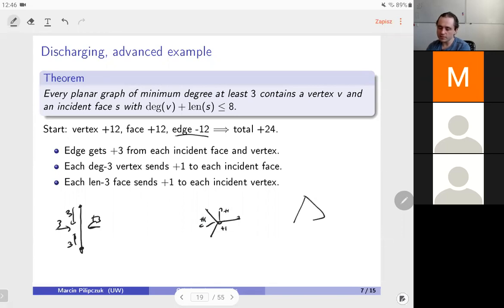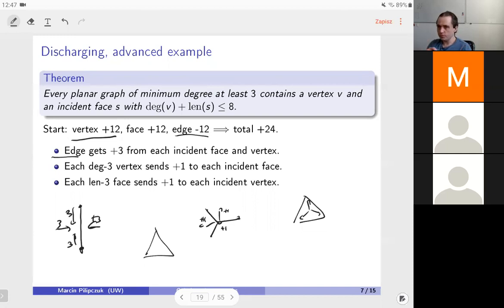Okay, and the length 3 face sends +1 to each of the incident vertices. The intuition is that if there was a vertex of degree 3, it already sent +3 to the edges, but it still has 3 remaining, so it discharges to the neighboring faces. And the same with a face. If a face was of length 3, after the first step it still kept charge free, so it discharges to the incident vertices up there.